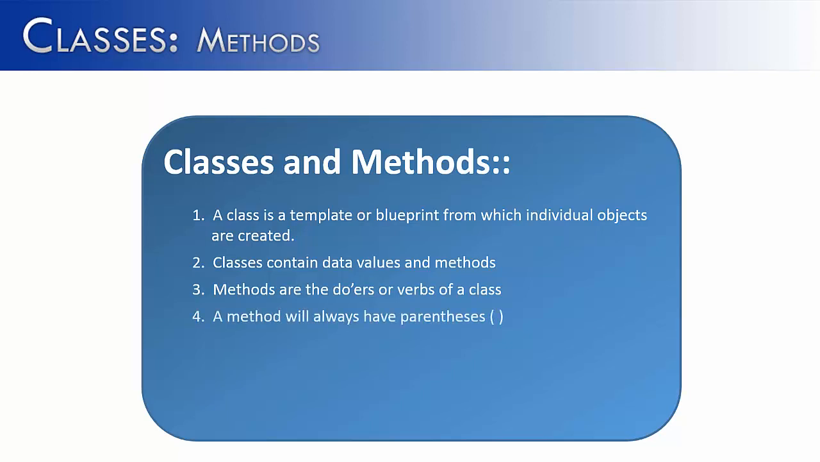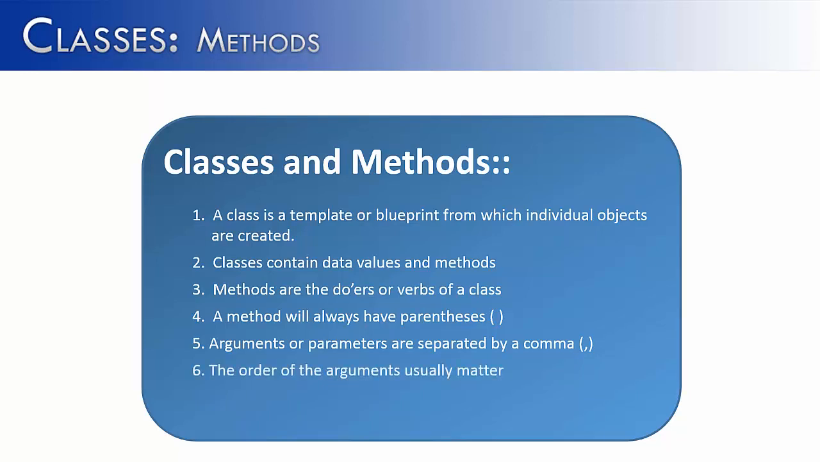A method will always have parentheses. Even if it does not require an argument or a parameter, a method requires parentheses at the end. So just like math.random does not require anything to be passed to it, it does require parentheses at the end. Otherwise, it would not be considered a method. Arguments or parameters are separated by a comma. If you have more than one argument, you're going to separate it by a comma, and the compiler is going to know that when it reaches a comma, it's on to a new argument.